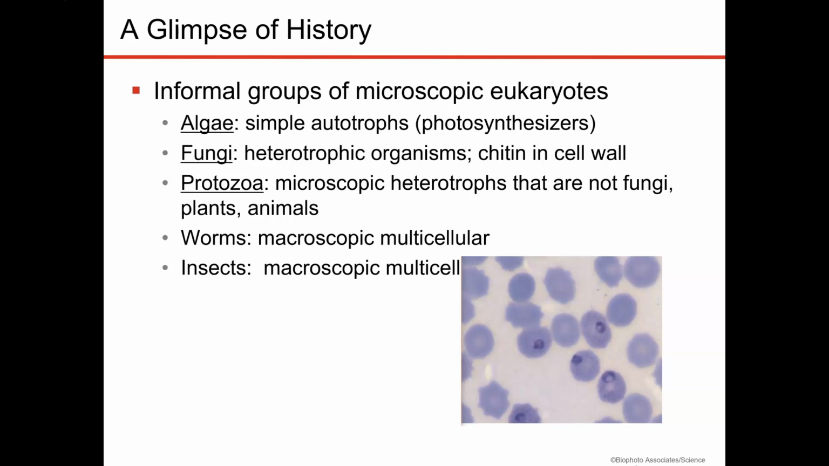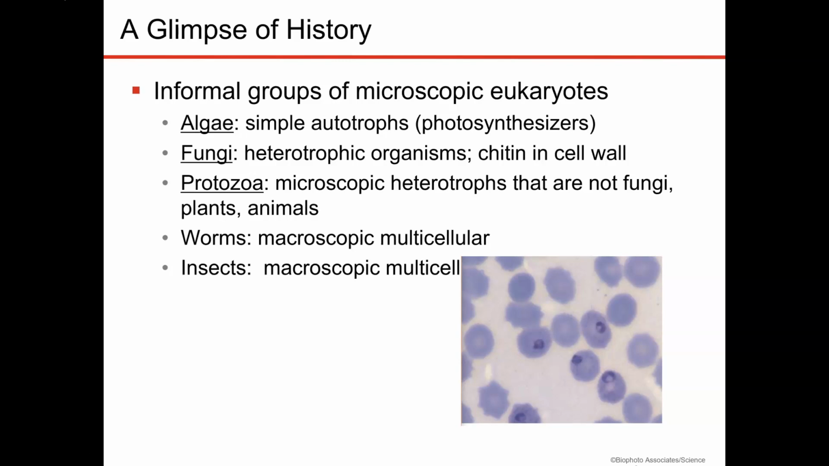Then we have protozoans. Protozoans are microscopic. They're always microscopic. They're single-celled heterotrophs. Protozoans don't fall into any specific category. They're hard to classify. They're kind of like, if you've studied anatomy and physiology, we studied bones, and we have long bones, short bones, flat bones, and then we have the bones that are called irregular. Irregular bones don't fit into the long, short, or flat categories. Protozoans don't fit into the plant, animal, or fungi category, so they're put into this group.